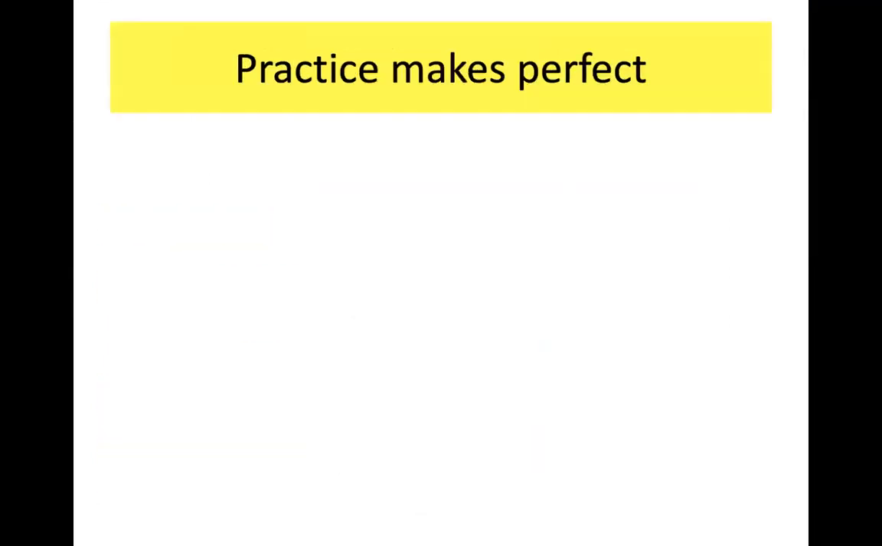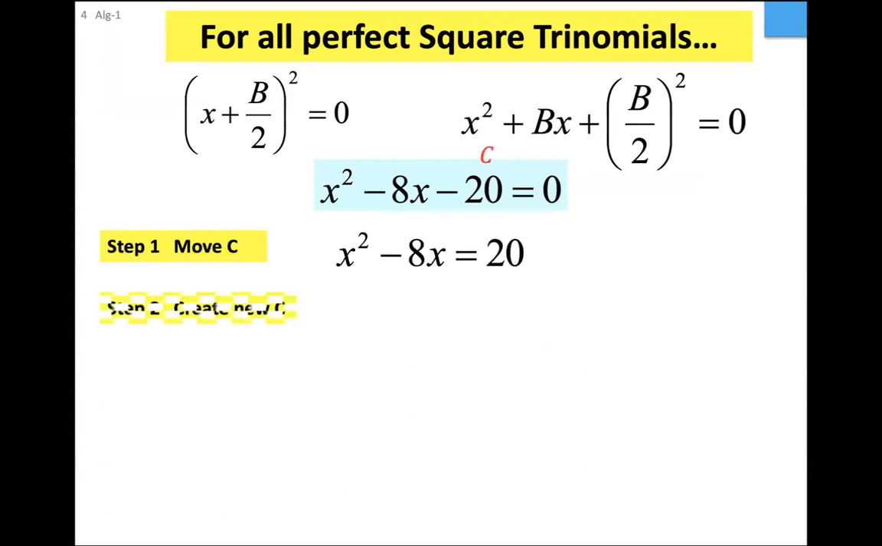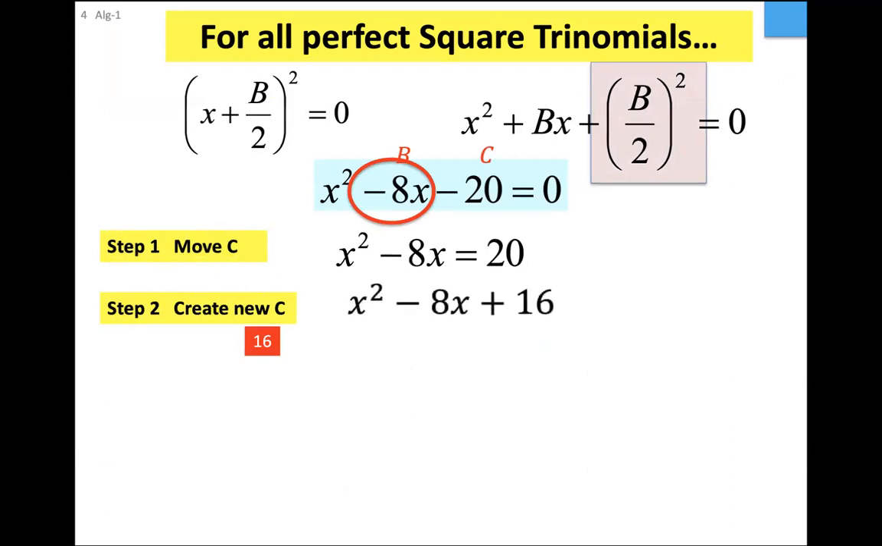Example after example after example. Practice makes perfect. Step 1, move your C. Add 20. Step 2, make your new C. Your new C is B divided by 2 squared. -8 divided by 2 is -4. -4 squared is 16. Add 16 to the left and to the right. There it's added to the left, and there it's added to the right. 20 plus 16 is 36.